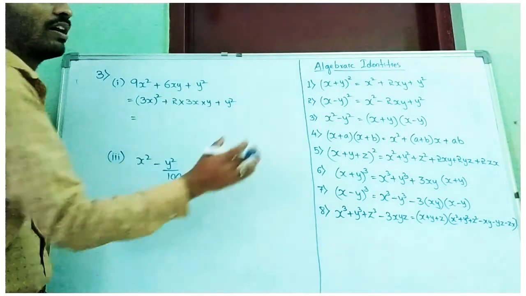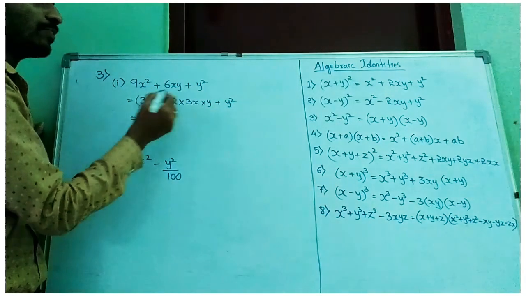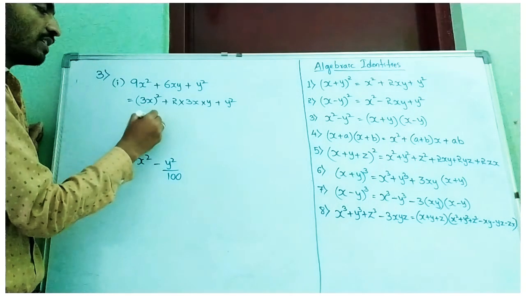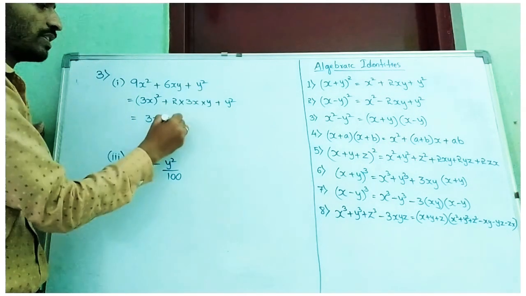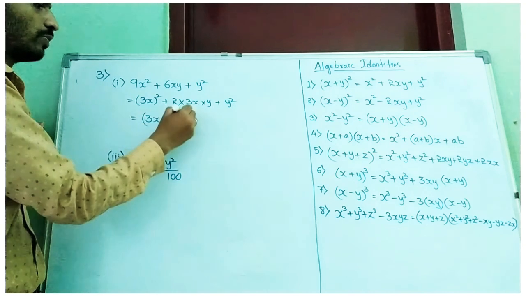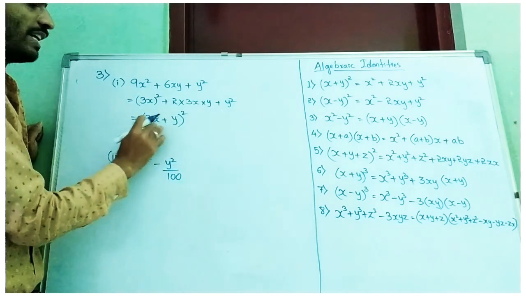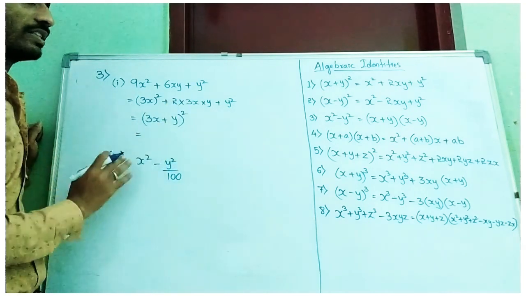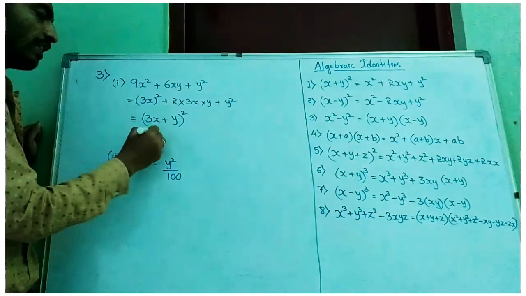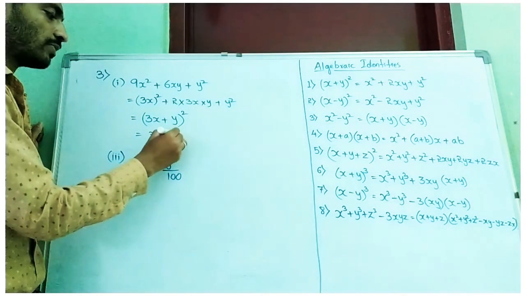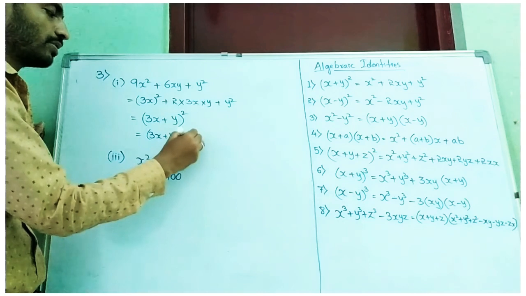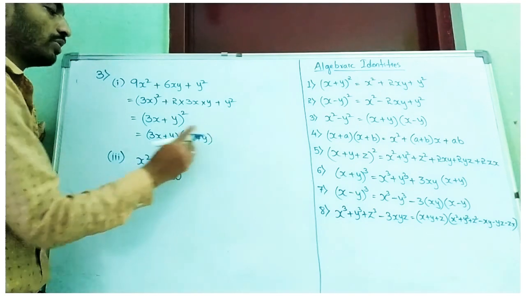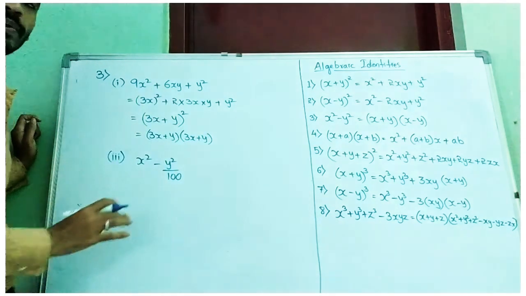So our factors will be x plus y. In place of x what is there? 3x, plus in place of y, y is there. So 3x plus y whole square is our factors. Or else you can write 3x plus y into 3x plus y also. These two are factors of the given polynomial.